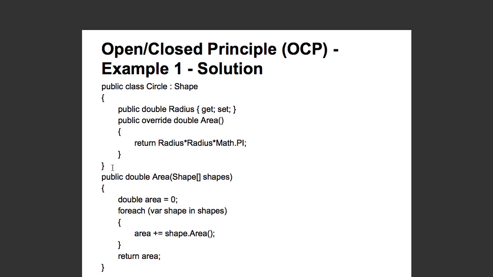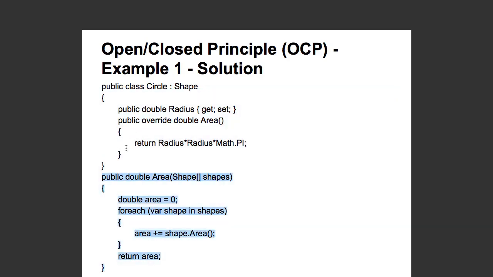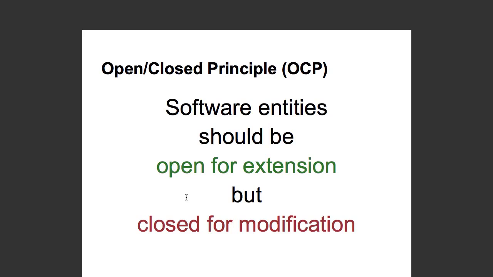So you can easily extend it by creating a new class which extends the shape class and implements the area method, and this area method would be able to calculate the area of all the shapes that are passed to it. So this is a very good example of being open for extension. We can extend it by creating new shapes, but we have made the area method which calculates the sum of all the areas of all the shapes closed for modification. The open-closed principle is always about creating software entities which are open for extension but closed for modification.